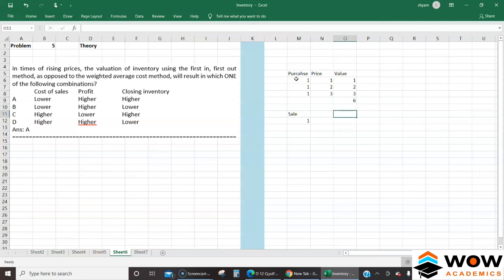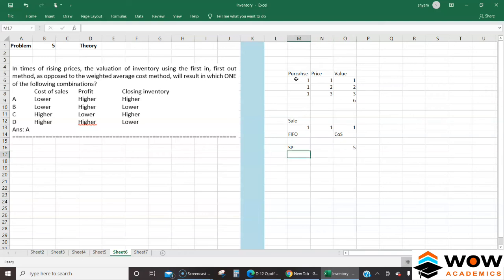Now if you are going to use FIFO, let's see what happens. This 1 unit would be sold. The first in would be the first out, so the 1 rupee item would be sold. So what would be the cost of sales? The cost of sales would be 1, and assuming that your selling price is 5 rupees.